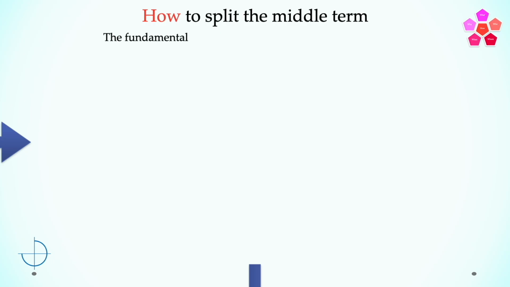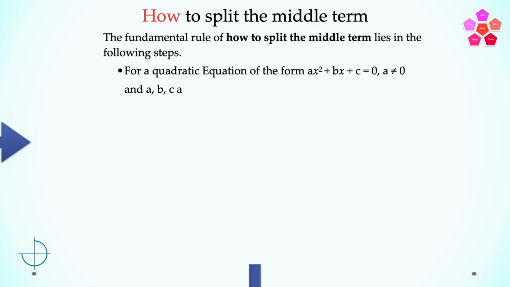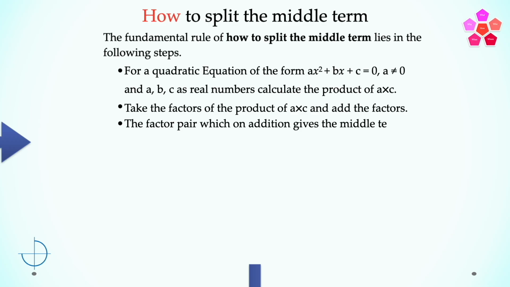The fundamental rule of how to split the middle term lies in the following steps. For a quadratic equation of the form ax squared plus bx plus c is equal to 0, where a is not equal to 0 and a, b and c are real numbers, we calculate the product of a multiplied by c. Take the factors of the product of a multiplied by c and add the factors. If the addition of factors gives the middle term, that is the way one should split the middle term.